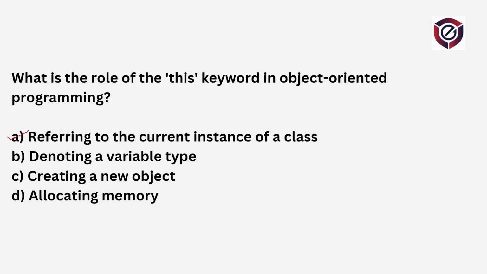The other options such as denoting variable, creating object, allocating memory, these are not at all related to this. Allocating memory is done with the help of the new keyword. Creating a new object is done with the help of calling that particular class. And the correct option over here is option A.